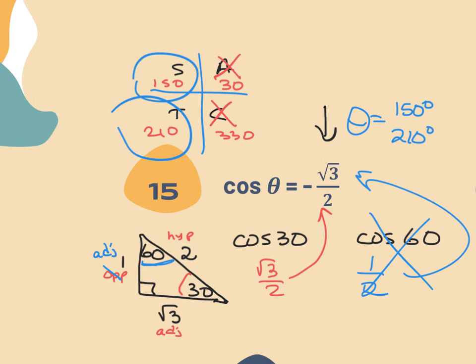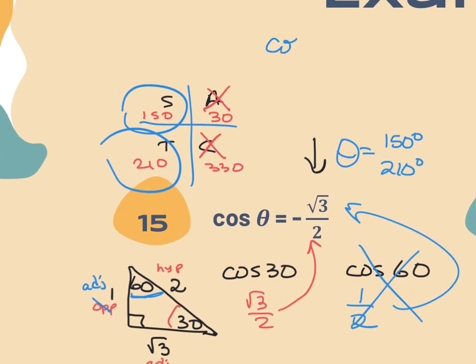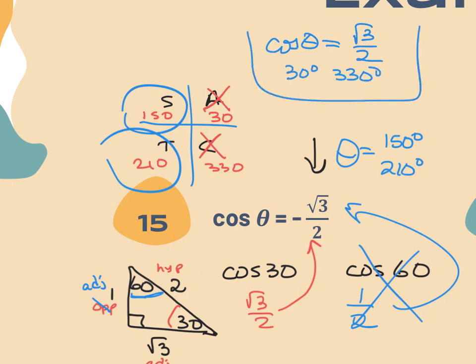If the question said cosine theta equals positive root 3 over 2, then the answers would have been from quadrants 1 and 4. Then that would have been 30 degrees and 330. So this sign tells you which 2 to pick. Everybody good? Let's try another one.